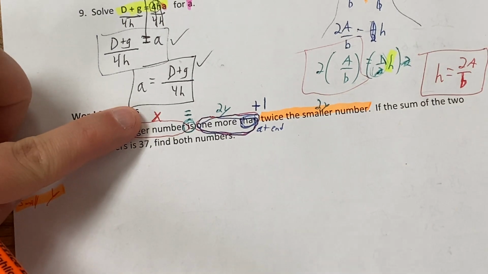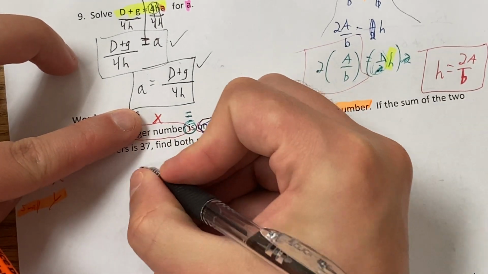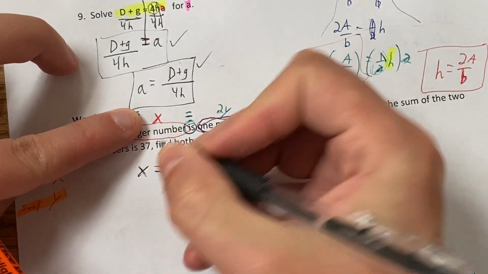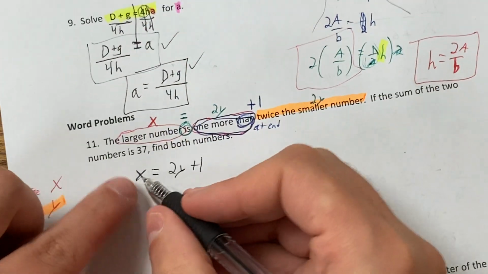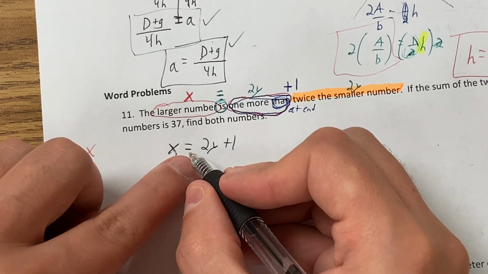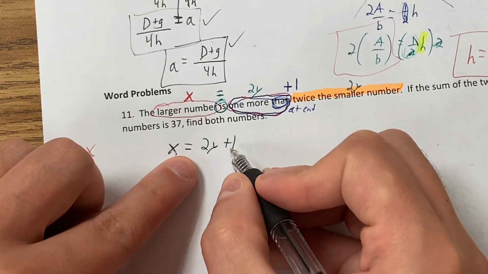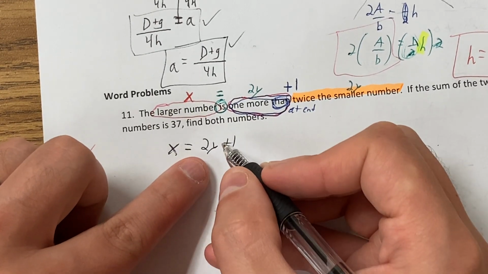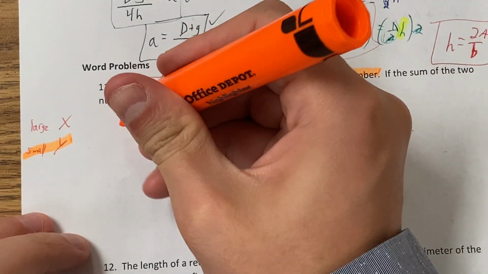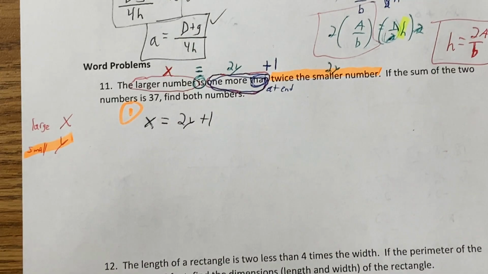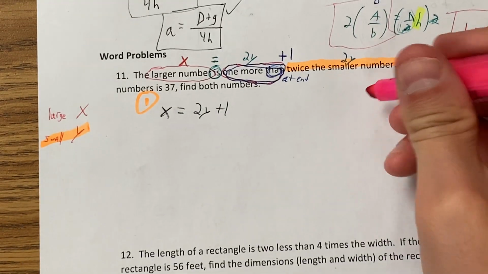So the first equation is x equals 2y plus 1. The larger number is 1 more than twice the smaller number. So that is our first equation. Our second equation.